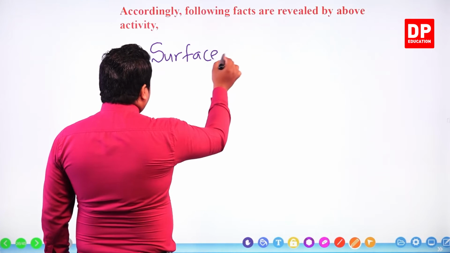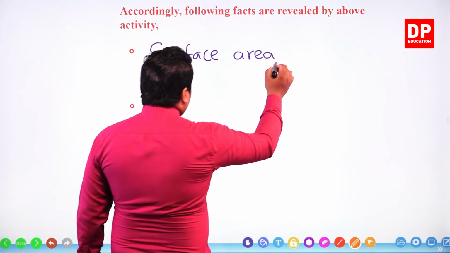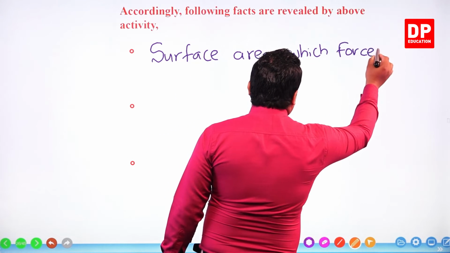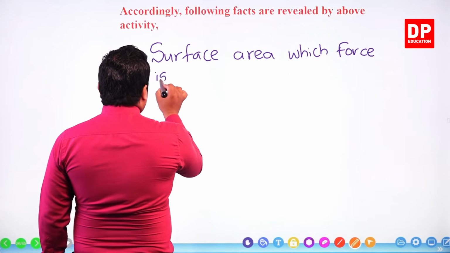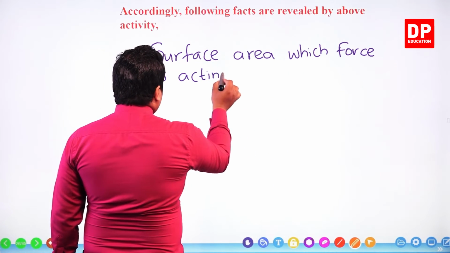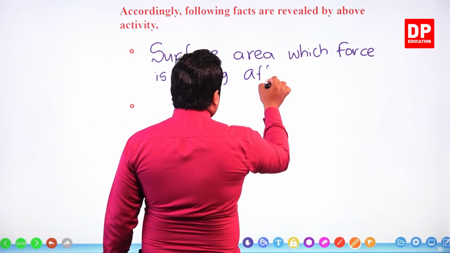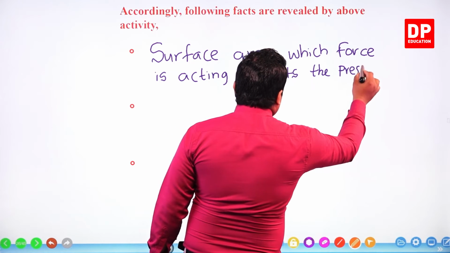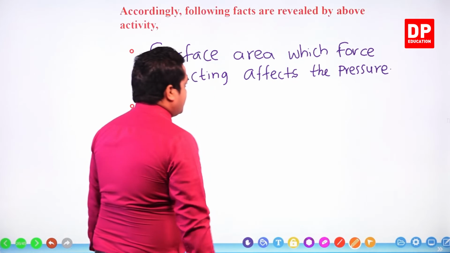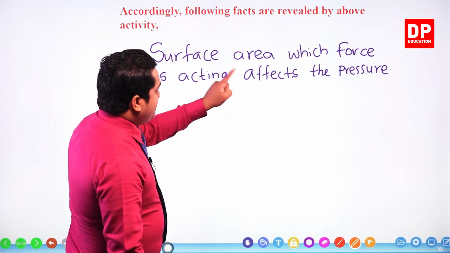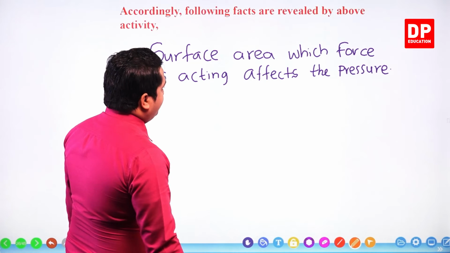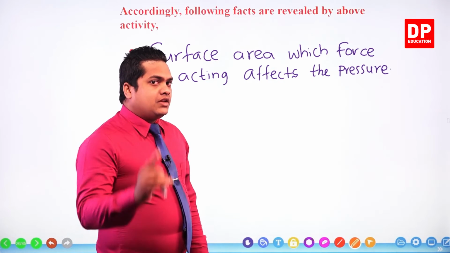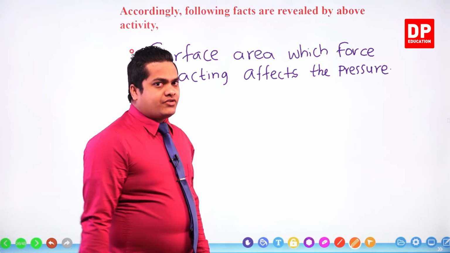Surface area on which force is acting affects the pressure, right? It affects the pressure. How is it going to affect the pressure? In an opposite relationship, through an opposite relationship.